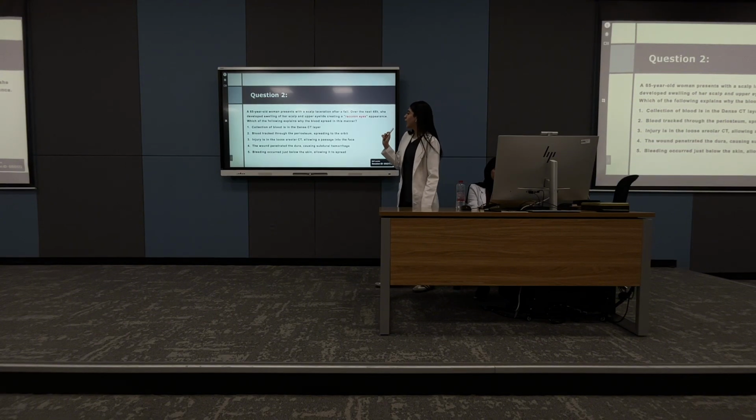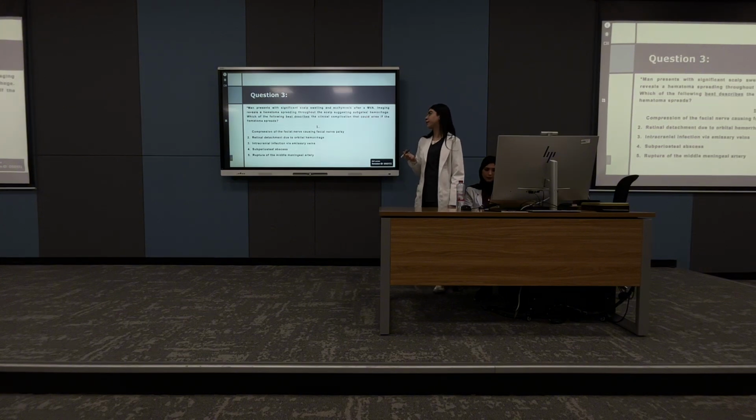Question 2. A 65-year-old woman presents with a scalp laceration after a fall. Over the next 48 hours, she developed swelling of the scalp and the upper eyelids, creating a raccoon eye appearance. Which of the following explains why the blood spread in this manner? The 3. Why? It's in the loose area. Exactly. It's in the loose areolar connective tissue, so it needs to spread from this area.